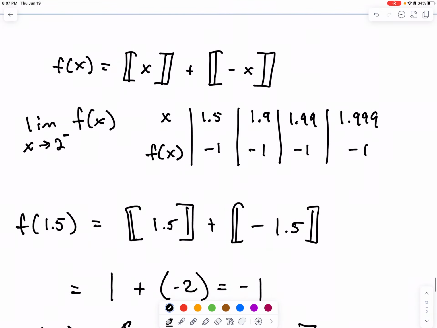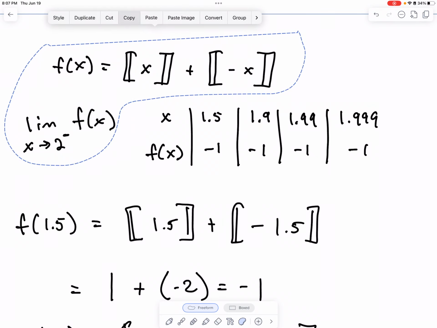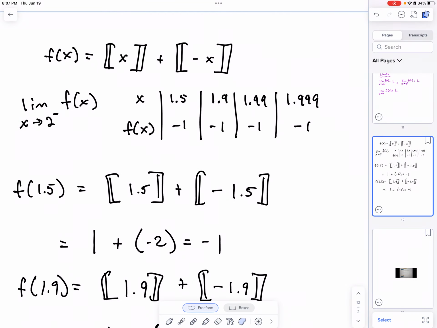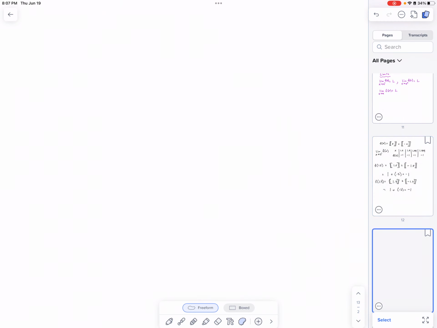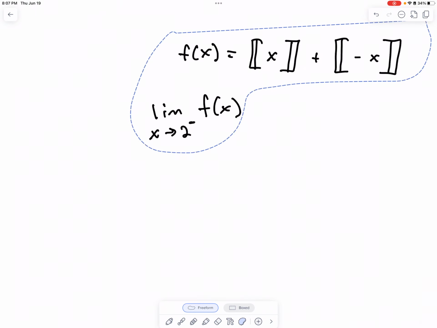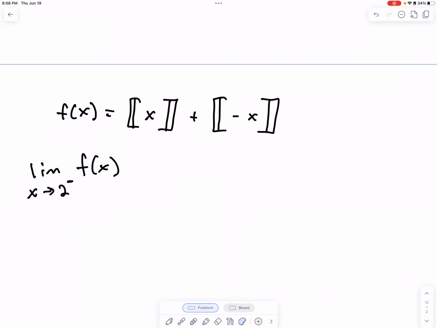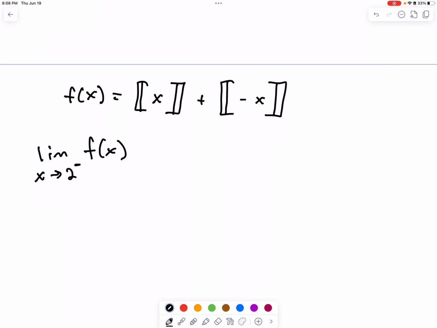This guy right here, that's what I need. I need it from here. Actually, yeah. Copy. Guess I need another page. And let's paste.